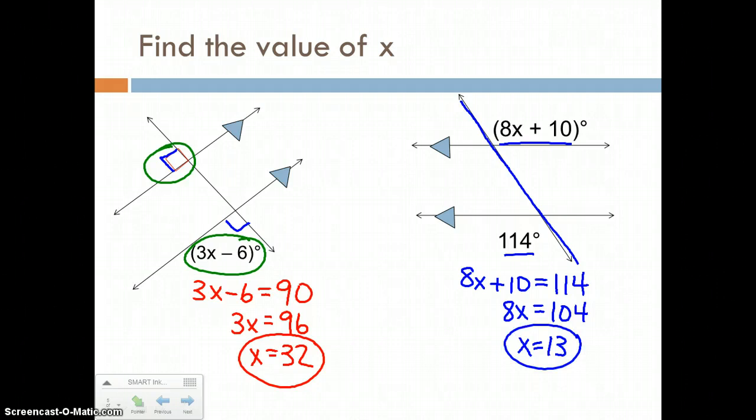And that's your answer. So the goal, if you can, is to try to identify what types of angles they are, and then figure out whether they're congruent or supplementary. If they're congruent, you'll set them equal to each other. If they're supplementary, you'll add them and set the sum equal to 180.